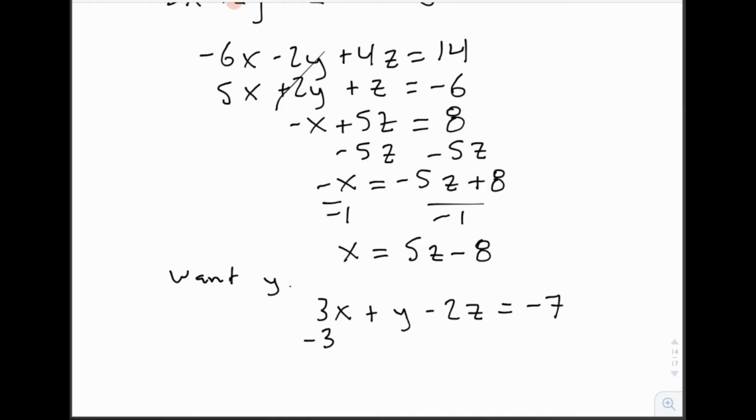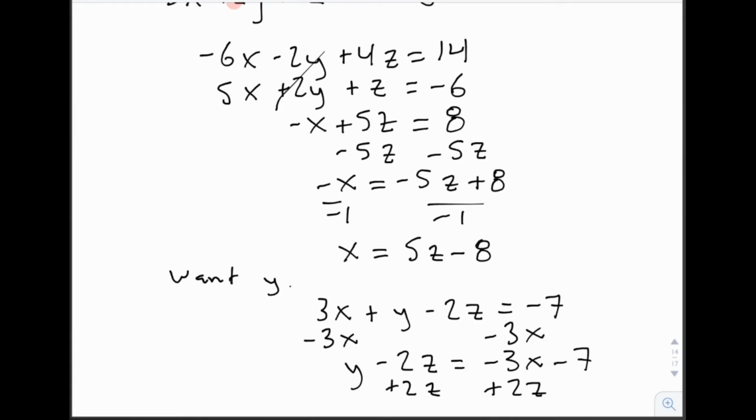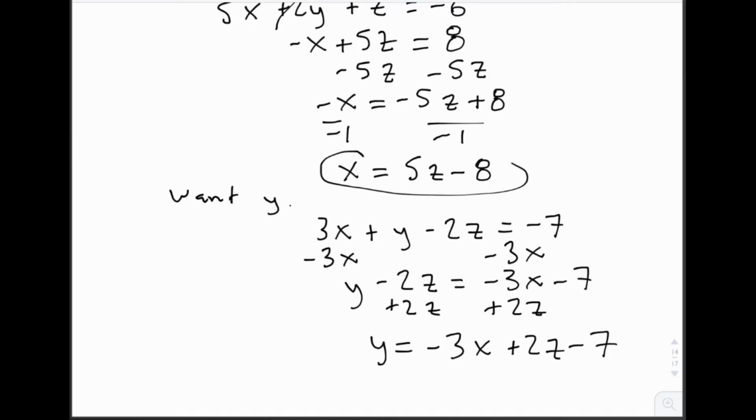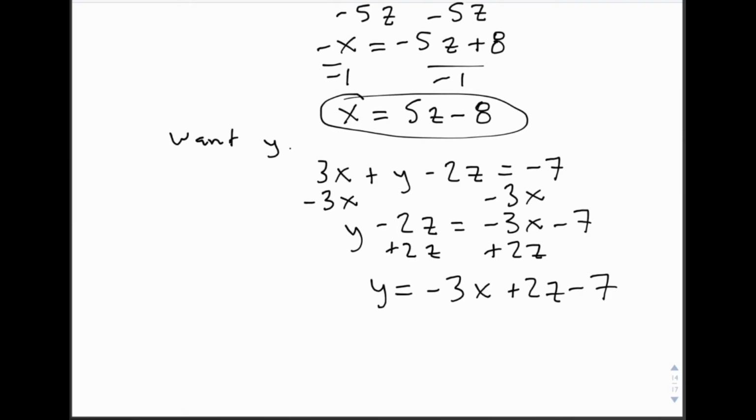So subtract the 3x, subtract the 3x, and you're left with y minus 2z is equal to negative 3x minus 7. And then finally add your 2z, and this should give you a y. So y is equal to a negative 3x plus a 2z, and then finally minus a 7. Well, we can make a substitution here because we got the first in terms of x. So we can go ahead and substitute x into here and simplify.